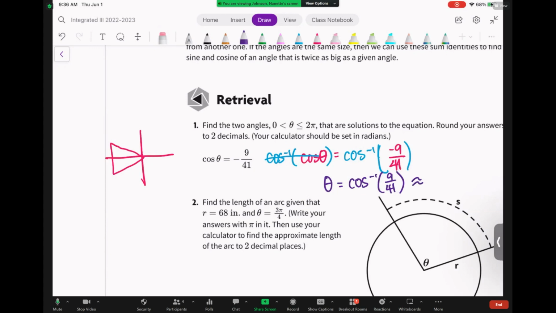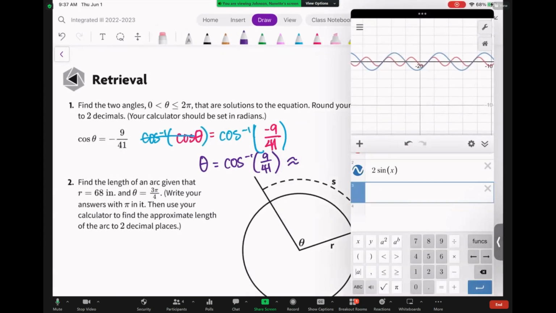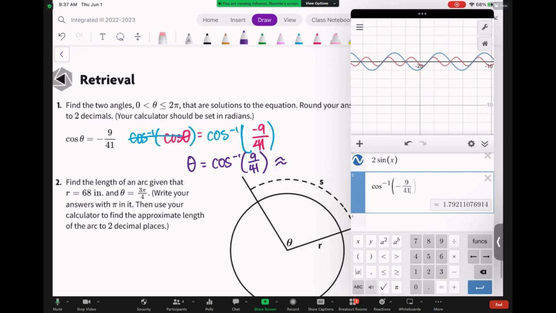So on my calculator, I'm going to enter cosine inverse of negative 9 over 41, and make sure that is what my work looks like. This is why I love Desmos so much: it looks on screen the way I expect it to look on my paper. If you're using a handheld graphing calculator, it doesn't look like this, so your brain has to get used to the difference. But here they look exactly the same.